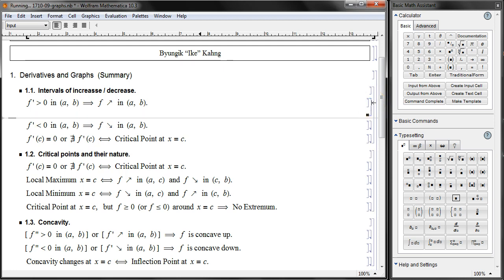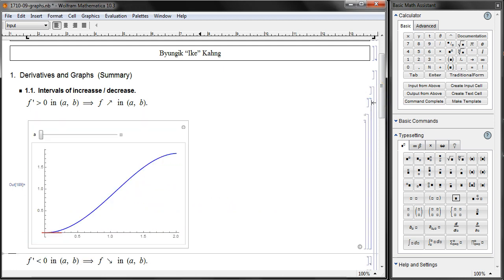Here's a visualization. Clearly, this blue graph is going up, it's increasing. And pay a little bit of attention to this red line segment here. It's a segment of the tangent line. Now, what is the geometrical interpretation of the derivative? It was the slope of the tangent line.